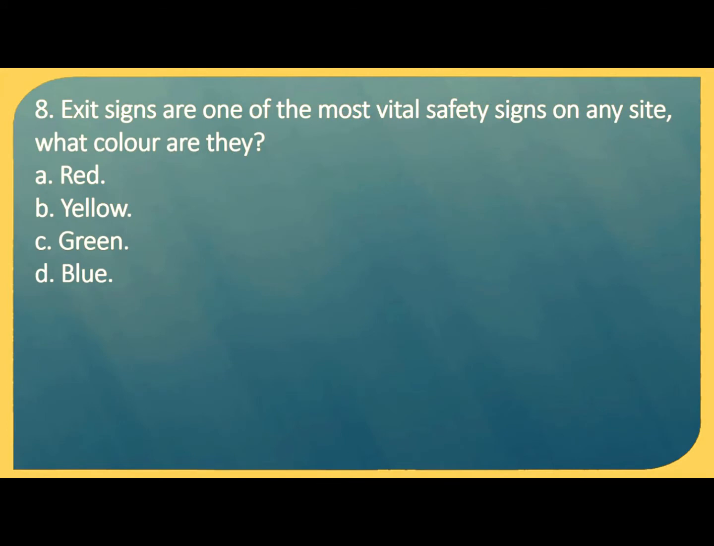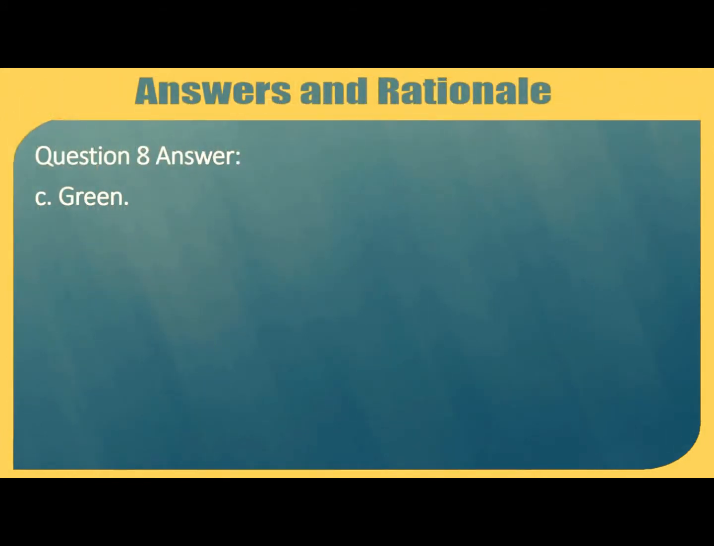Question 8. Exit signs are one of the most vital safety signs on any site. What color are they? A. Red. B. Yellow. C. Green. D. Blue. Question 8. Answer, C. Green.